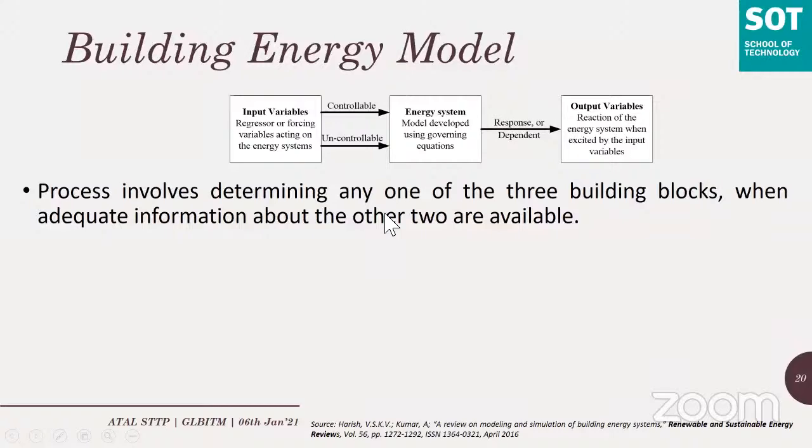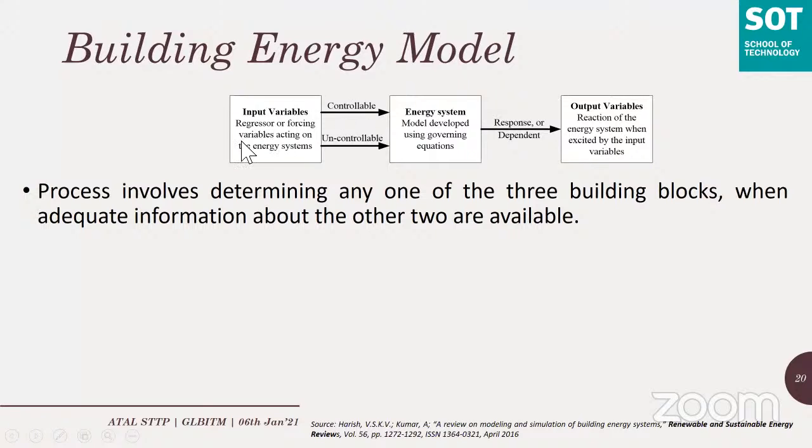Now, when we talk about building energy modeling as step 1, it is nothing but a mathematical model that would describe the behavior of the building energy system under consideration. The modeling structure of a building energy system consists of 3 building blocks. One is input variables, one is the building energy system itself, and one is the output variables. The process of modeling this building energy system involves determining any one of the building blocks when adequate information about the other 2 is already available.